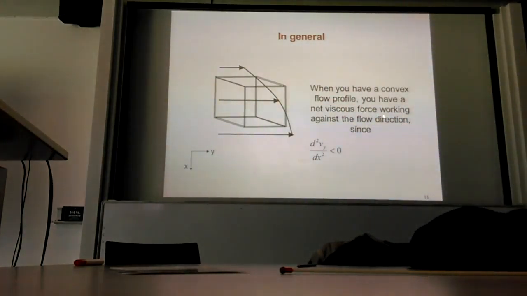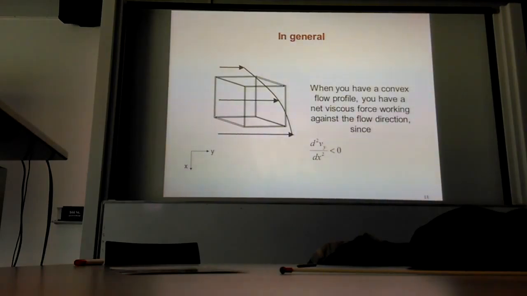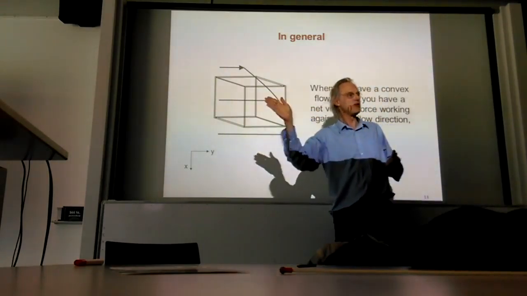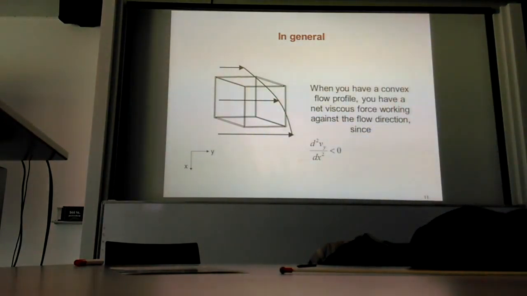Then there is a net viscous force working against the flow direction. And check this at home: if you have a parabola, or whatever type of curve, you take the second derivative, it's negative. If you have a concave one, it's positive. But for a parabola, or anything with a positive curvature, the second derivative is negative. And it's logical, because my force is pushing it forward, so the friction must be backward. The frictional force must be on the opposite side of the force that I exert on my little parcel.